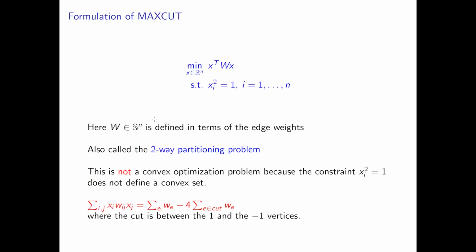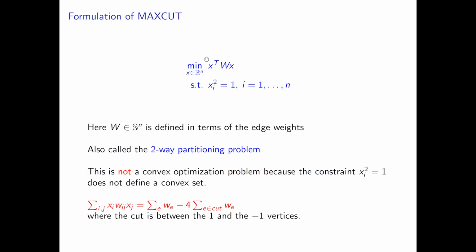So first, let's formulate the max cut problem as an optimization problem. You can formulate it basically as a very baby-looking optimization problem. The objective is simply some quadratic form. W is a symmetric matrix defined in terms of the edge weights. In my graph, let me assume there are no self loops, so all the diagonal entries will be 0, and every edge ij shows up as both ij and ji, if you like. So you can think of W as some symmetric matrix.